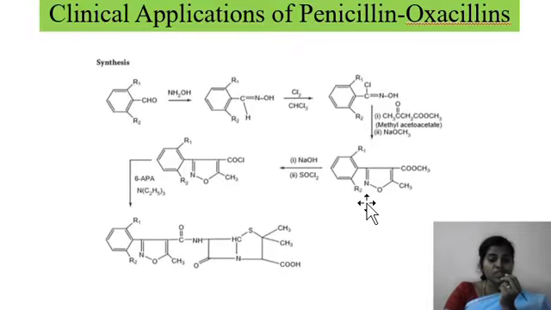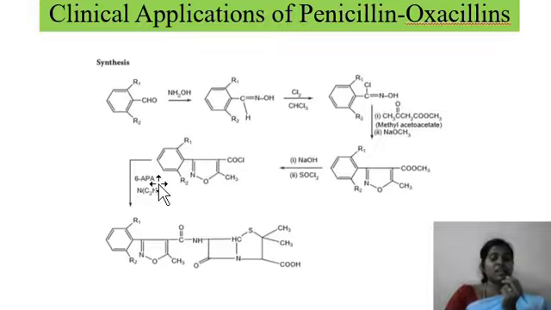And now this is treated with sodium hydroxide, and then with SOCl2. We'll be getting a compound where this COOCH3 group is replaced by COCl, and this is treated with 6-APA in the presence of triethylamine.